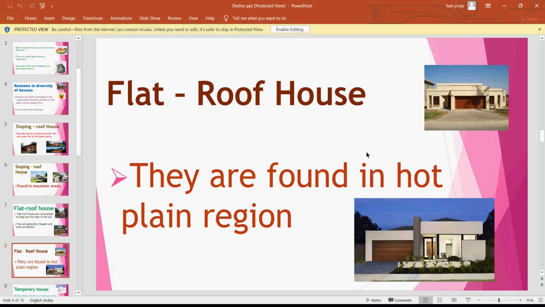Okay, super. So these houses are based on the climate and requirement. Okay, superb. So next, are you clear with this point? These two types of houses? Are you clear with that? If you are clear with this, you can drop S so that I can move to the next topic.